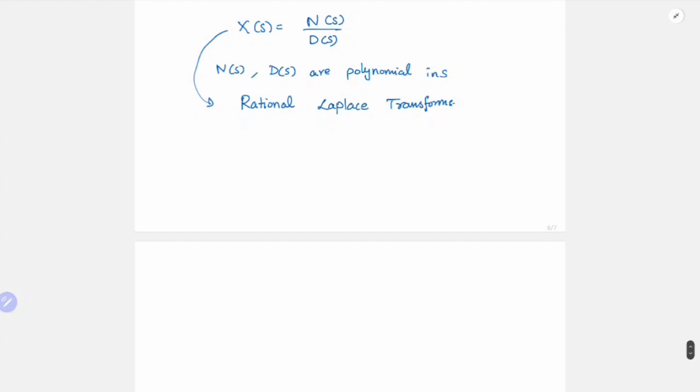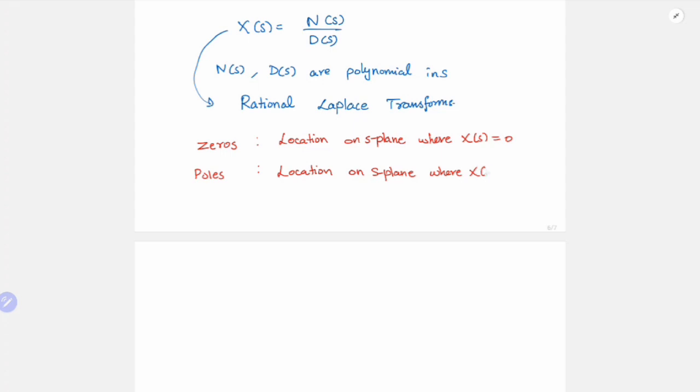So now I'll introduce two terms called zeros and poles. So zeros are nothing but locations on the S-plane where X of s tends to 0, and poles are nothing but locations on the S-plane where X of s tends to infinity.